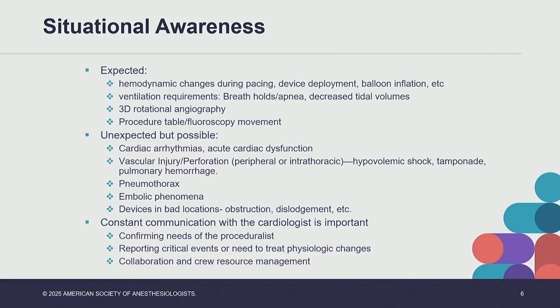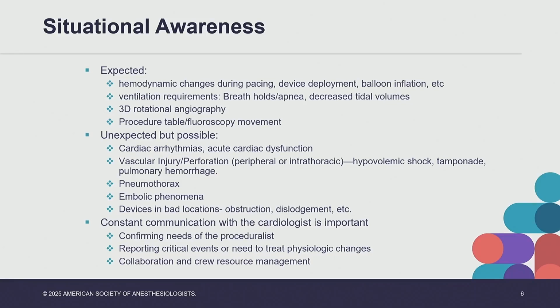And my favorite is the 3D rotational angiography when the fluoro machine is spinning and you have to make sure that it doesn't pull out a vital life support or monitoring line. And of course, the procedure table is constantly moving. The fluoroscopy equipment is constantly rotating in and out of plane. And you have to make sure that that's not impacting the patient or causing any kind of crush injury or pushing the endotracheal tube into a location where you don't want it to be. And those are common, and we have to be vigilant for all of those things.